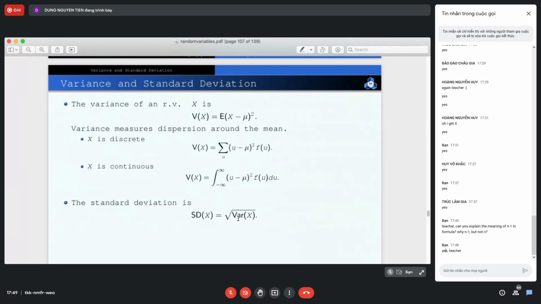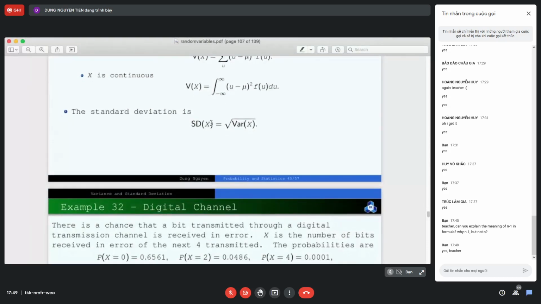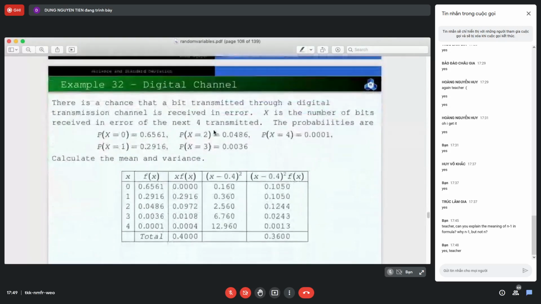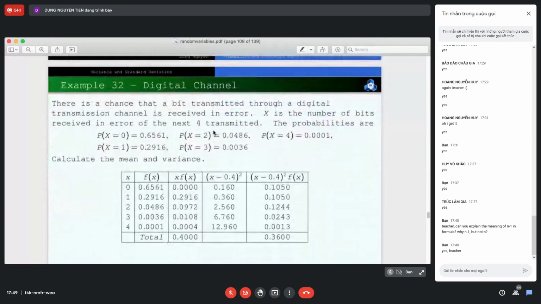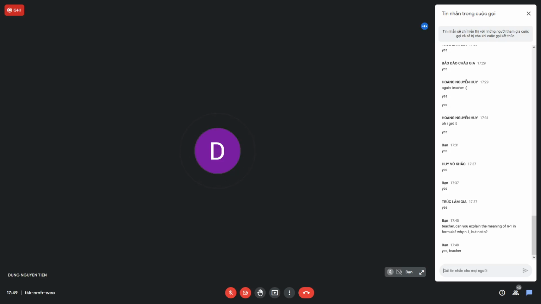Do you understand that? Okay. So as I said, the square root of the variance of x is simply the standard deviation of x. I'm going to give you one more example. This will be the last example I want to discuss today.